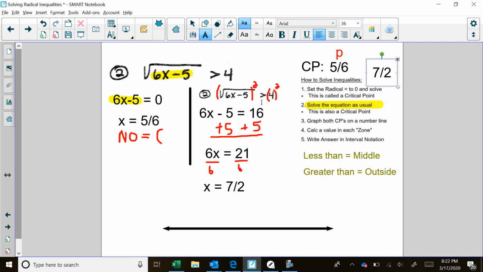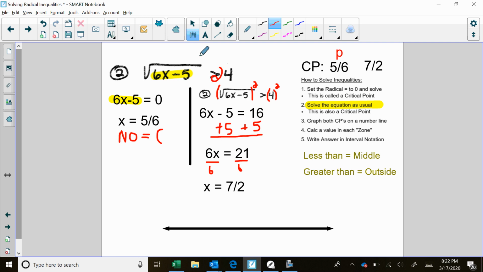Now, for the second critical point, is it a bracket or a parentheses? Some of y'all were paying attention earlier, some of y'all probably weren't. It comes from the inequality. Is that an equal? I don't think that's an equal. So since it's not an equal, it gets a parentheses also.